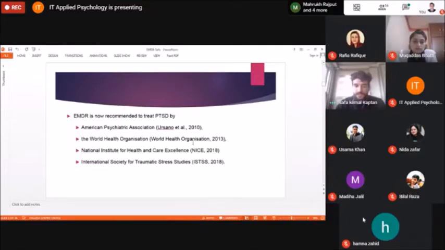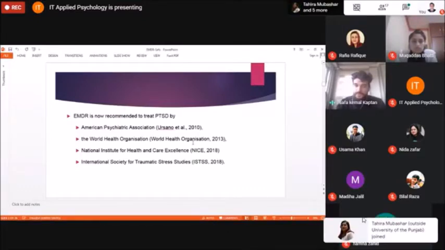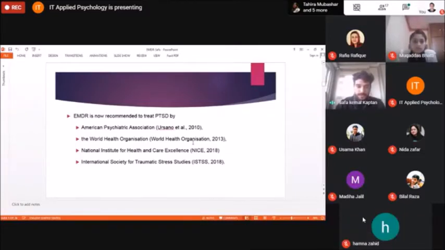Here you see only some of them, but probably the major ones: the American Psychiatric Association, the World Health Organization, the National Institute for Health and Care Excellence, and the International Society for Traumatic Stress. There are other institutions also, like Veterans Institutions, which is based in the USA, if I'm not mistaken. So it is now recommended to treat PTSD. Next slide, please.